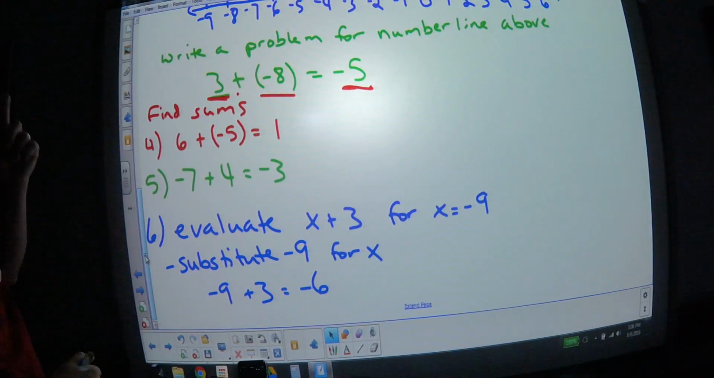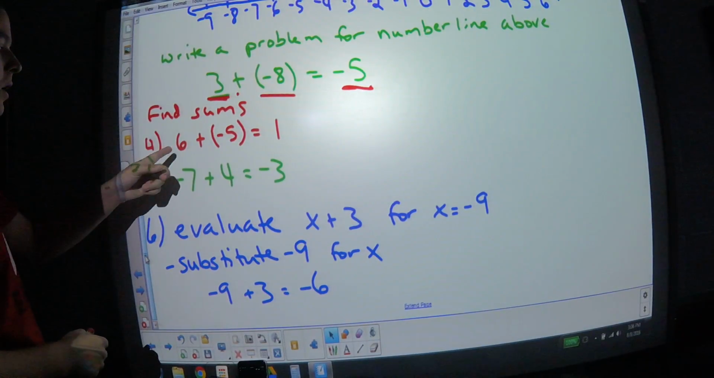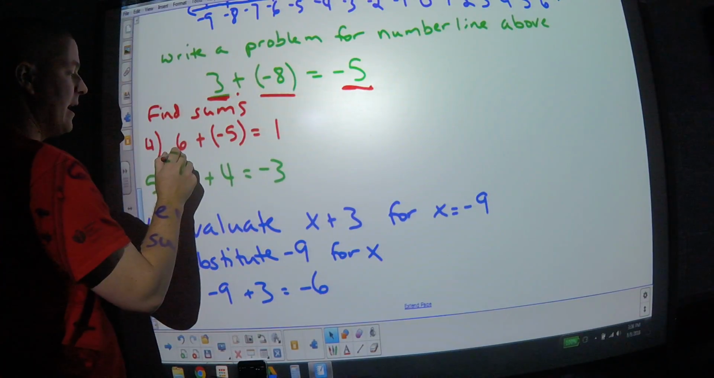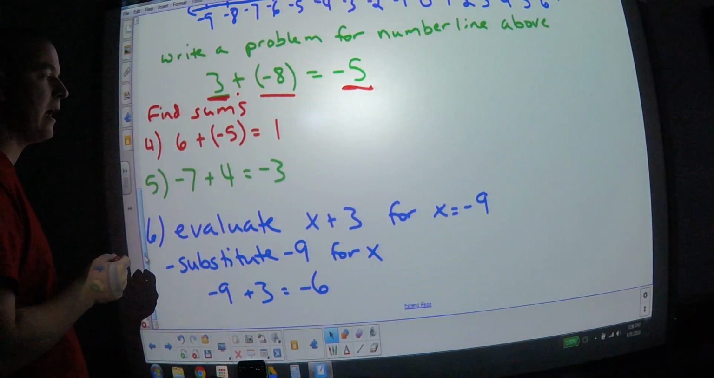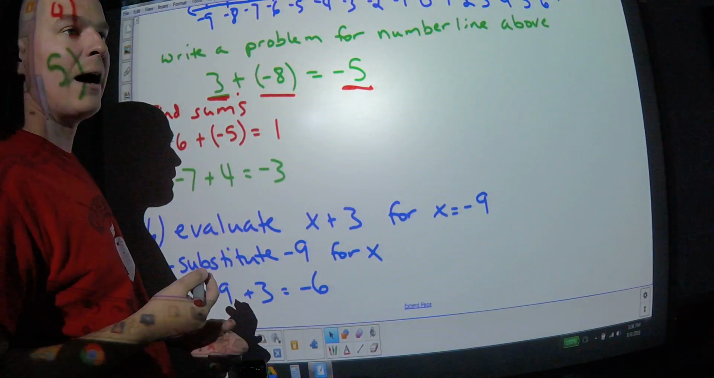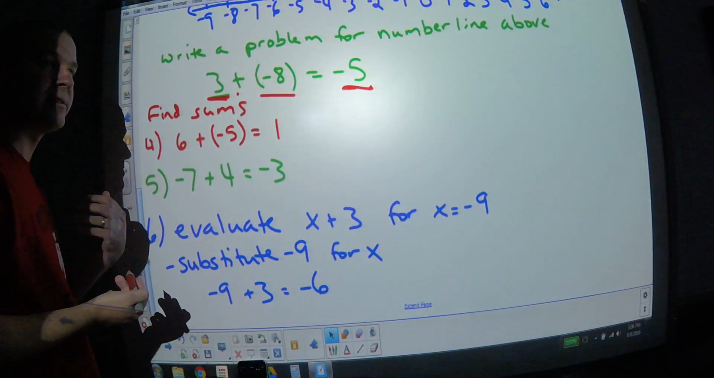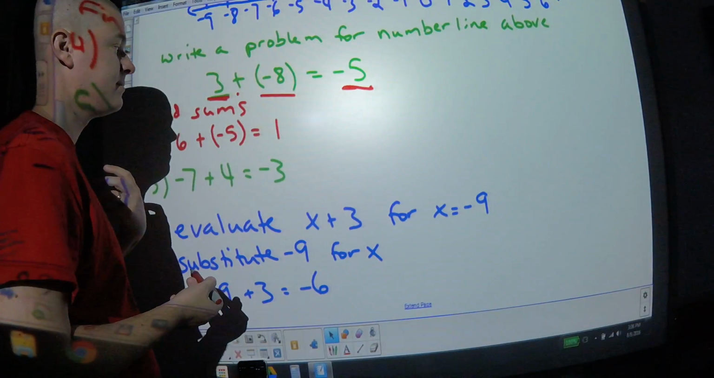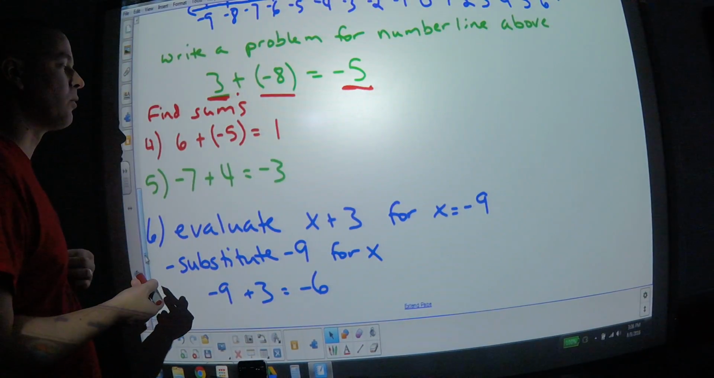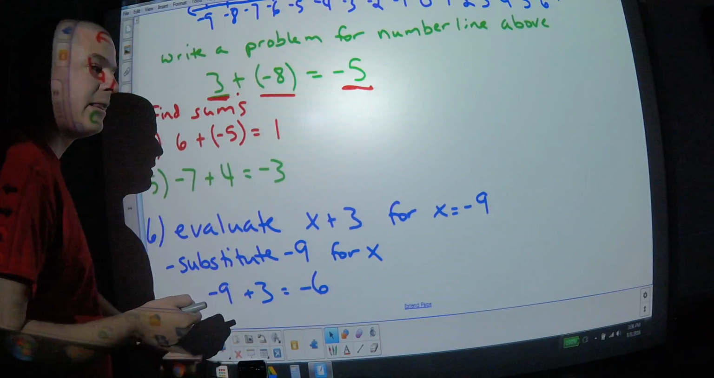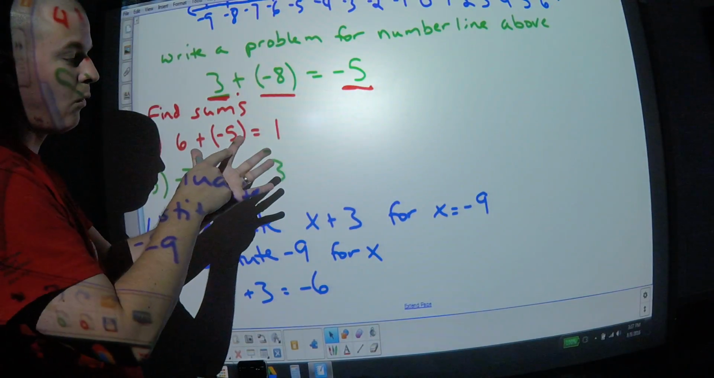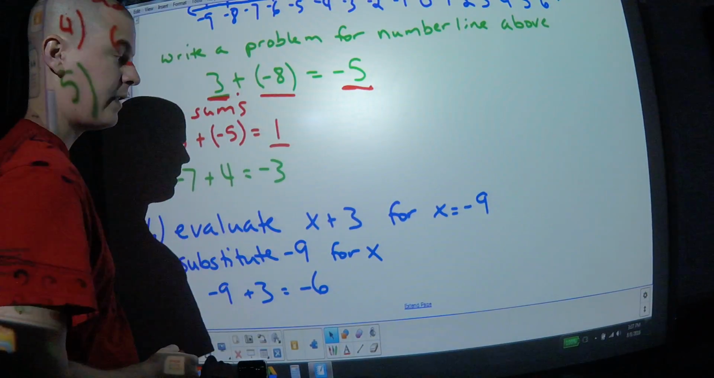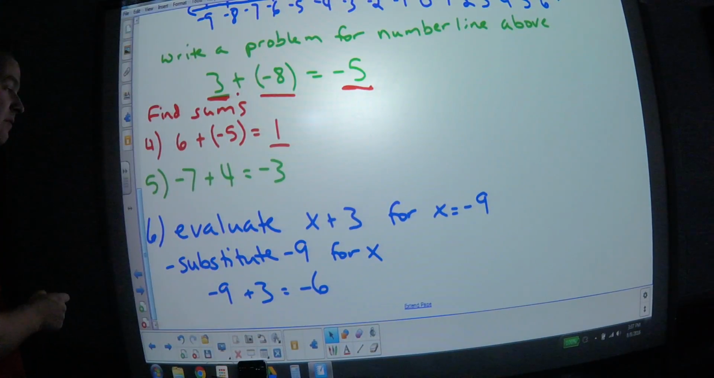So now, without using a number line, let's go ahead and do number 4. So once again, I'm taking a +6, and I'm adding a -5, which means my number is going to get smaller since I'm adding a negative number. So I'm going to move back 5 places. Okay? So if I'm going to move back 5 places, that would be 5, 4, 3, 2, and a +1. So that would be my answer, +1.